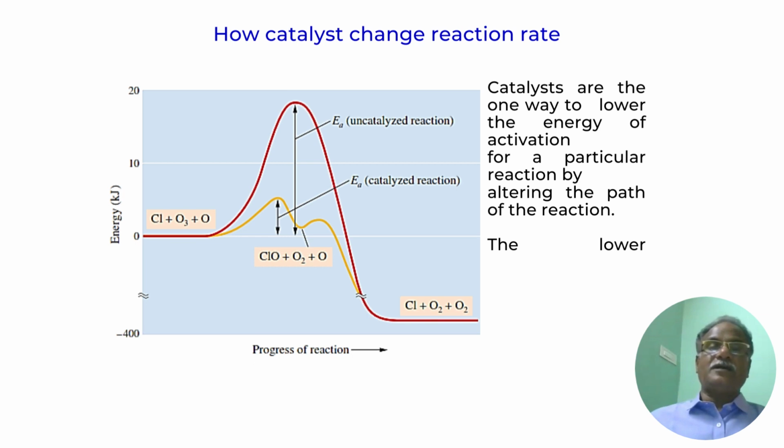This plot reveals how the catalyst can change the reaction rate. Here, the red color curve indicates the activation energy required for completion of a reaction in absence of catalyst. And the orange color curve represents the activation energy required for completion of the reaction in presence of catalyst. Let us consider in absence of catalyst activation energy is EA1 and the activation energy in presence of catalyst is EA2. EA2 is always less than EA1.